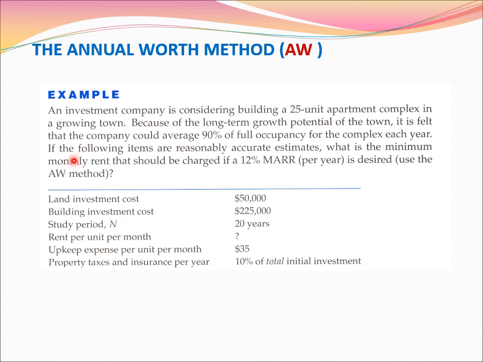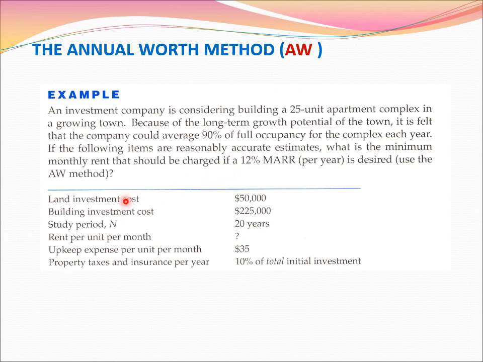And if the following items are reasonably accurate estimates, so some estimates are given to us, what is the minimum monthly rent that should be charged? For these 25 units, we are going to rent them, and we are asked to find the minimum rent amount if the MARR is 12% per year. Okay, this is the desired MARR. It means that we want to earn more than 12%.